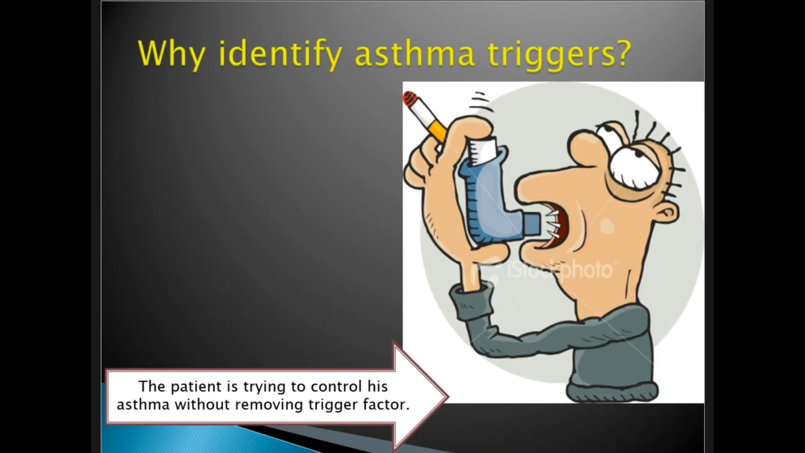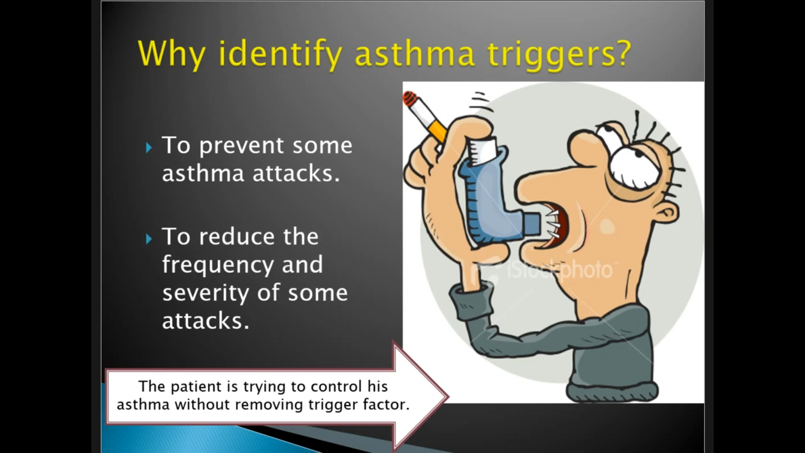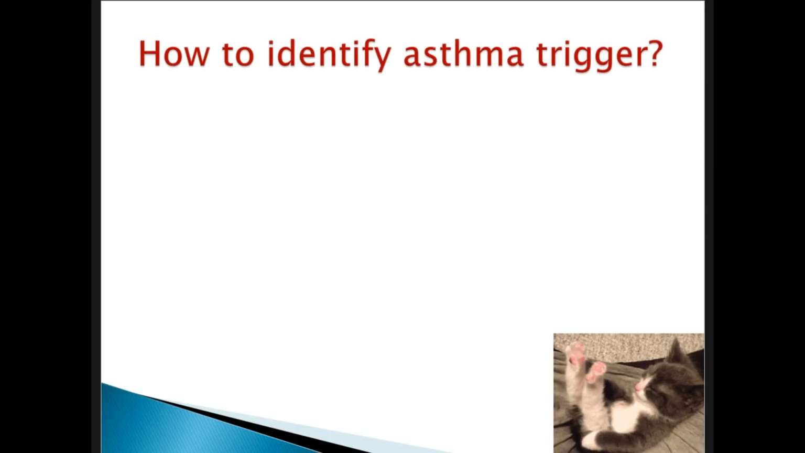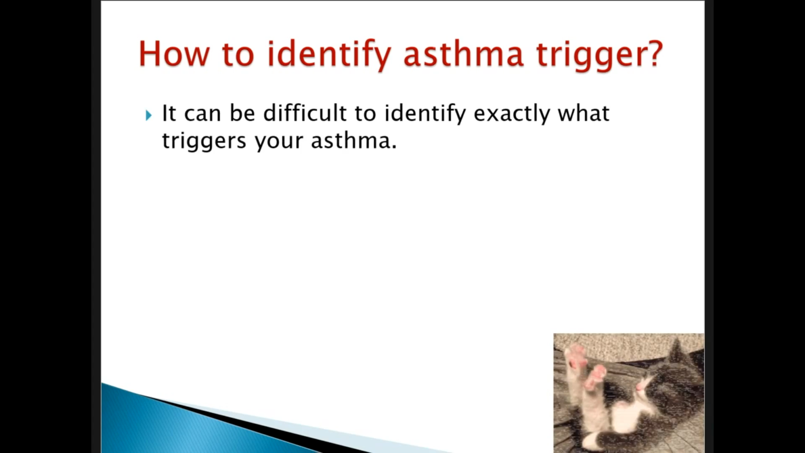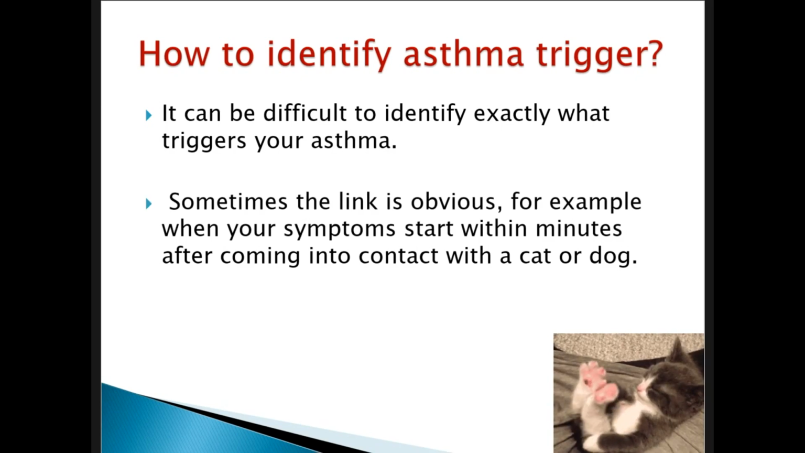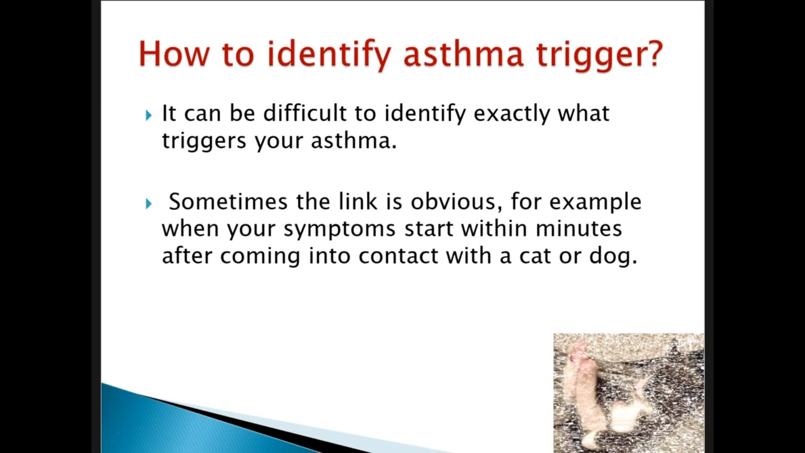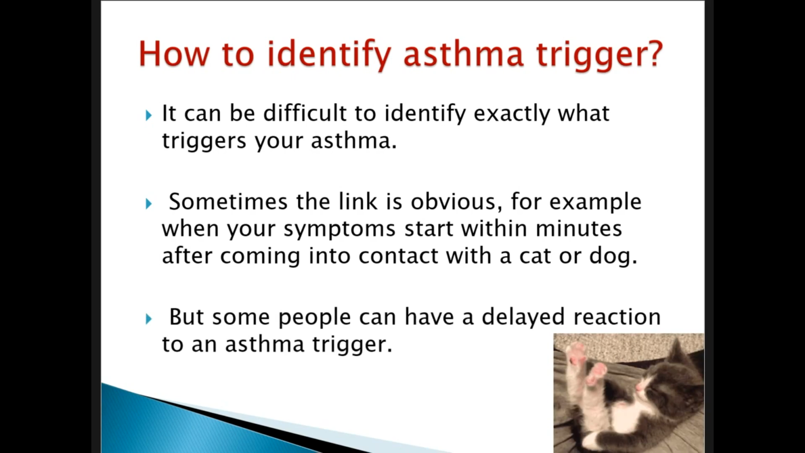Why identify asthma triggers? To prevent some asthma attacks, and to reduce the frequency and severity of some attacks. How to identify asthma triggers? It can be difficult to identify exactly what triggers your asthma. Sometimes the link is obvious, for example when your symptoms start within minutes after coming into contact with a cat or dog. But some people can have a delayed reaction to an asthma trigger.